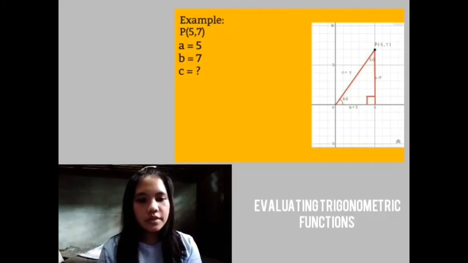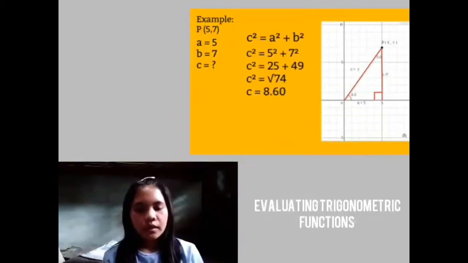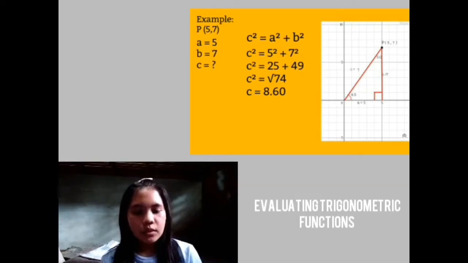b equals 7, then to find the hypotenuse, or c, we need to use the Pythagorean theorem, with the formula c squared equals a squared plus b squared. So c squared equals 5 squared plus 7 squared, c squared equals 25 plus 49, and 25 plus 49 is equal to 74, and the square root of 74 is 8.60. So the measure of the hypotenuse is 8.60, or we can use the square root of 74.